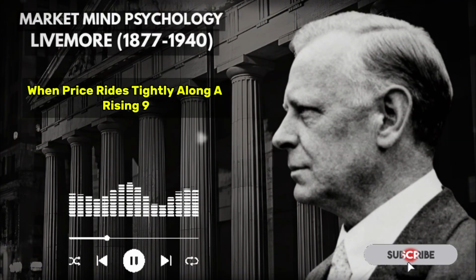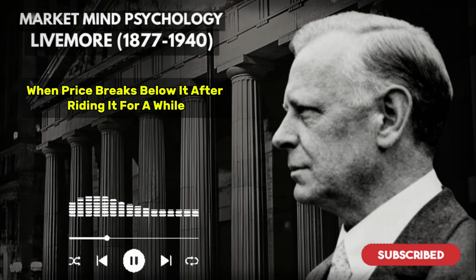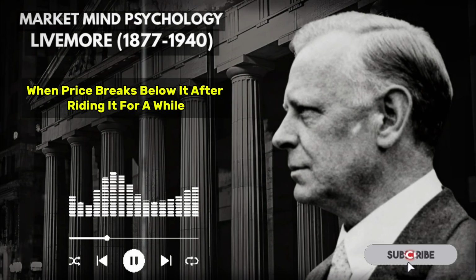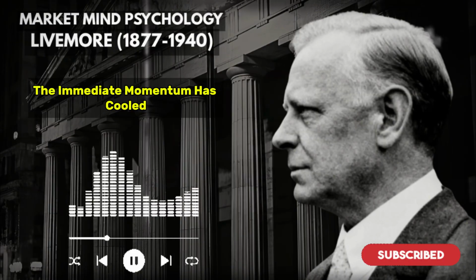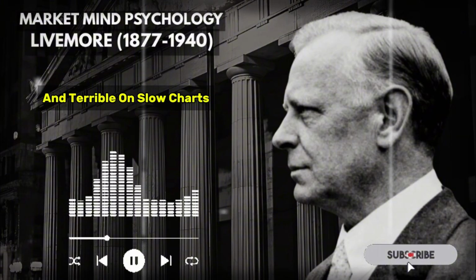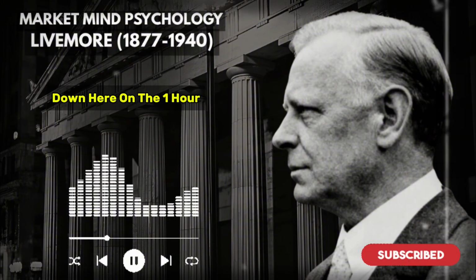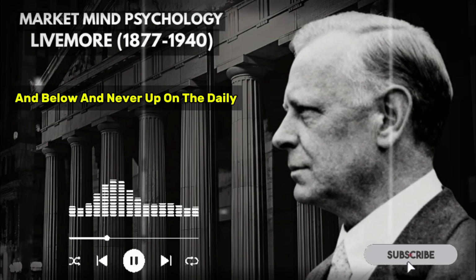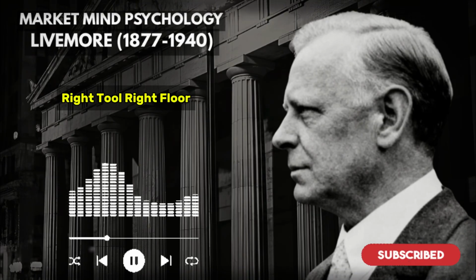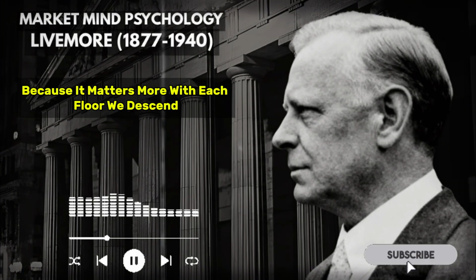When price rides tightly along a rising 9, the move has real urgency behind it. When price breaks below it after riding it for a while, the immediate momentum has cooled. It is a wonderful signal on fast charts and terrible on slow charts, which is exactly why you only see me reach for it down here on the 1 hour and below and never up on the daily. Right tool, right floor.